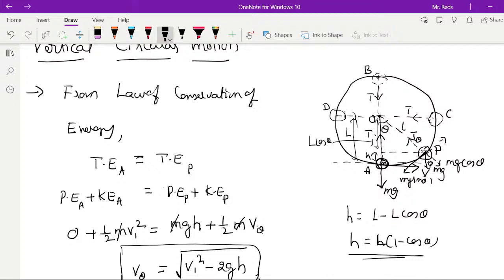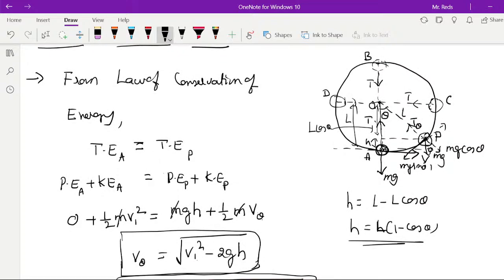And in this case, here mg acts downwards, tension acts upwards. Here mg downwards, tension in this direction. Here mg and T both are in the same direction. And here mg is in the downward direction, tension will be in this direction.